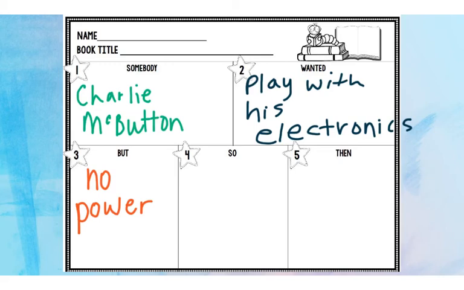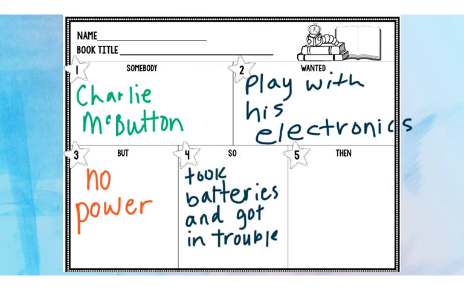So what did he do? That's right, he stole batteries from his sister and he got in trouble. So then what happened? How did the story end? We have Charlie McButton. He wanted to play with his electronics, but he didn't have any power. So he took the batteries from his sister's doll and got in trouble. And then what happened? That's right. He felt bad, and he ended up finding fun things to do without electronics.